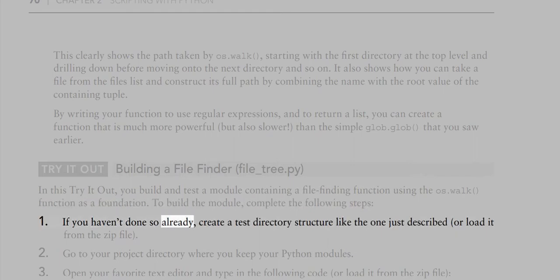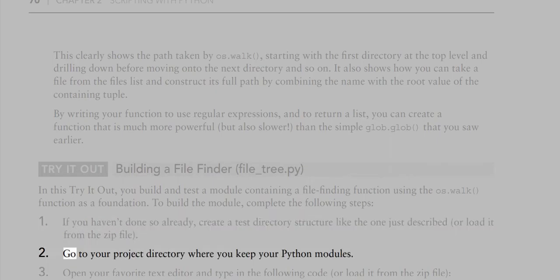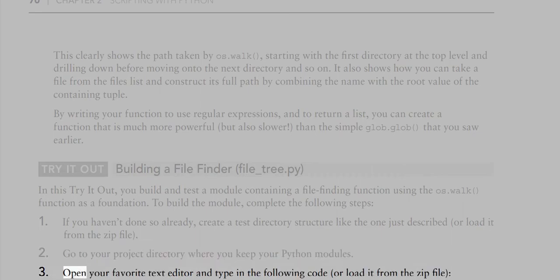1. If you haven't done so already, create a test directory structure like the one just described, or load it from the zip file. 2. Go to your project directory where you keep your Python modules. 3. Open your favorite text editor and type in the following code, or load it from the zip file.